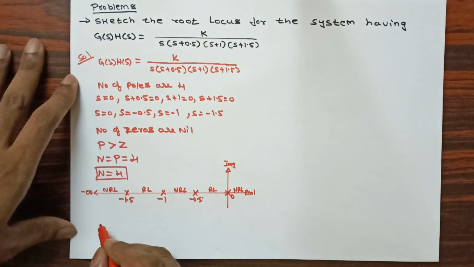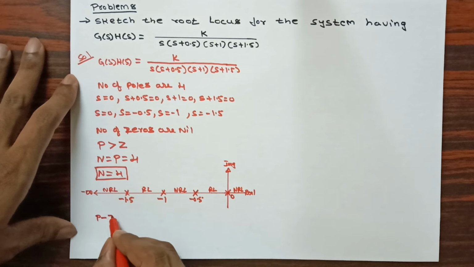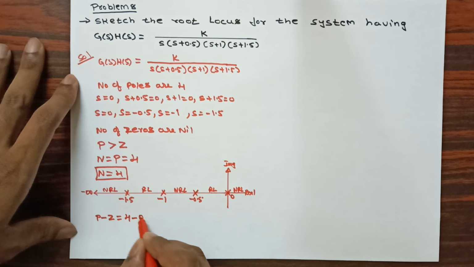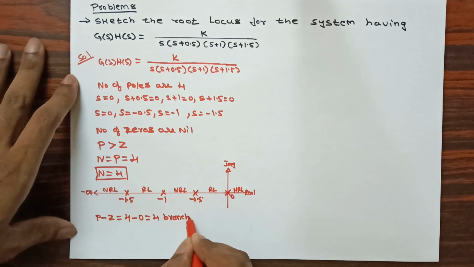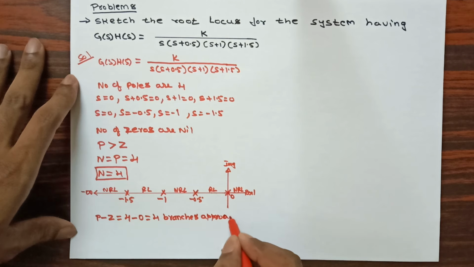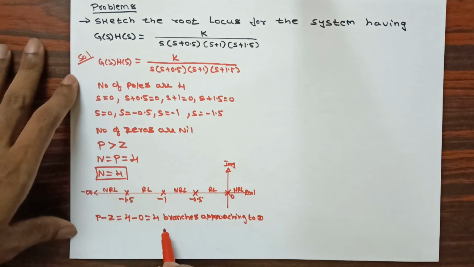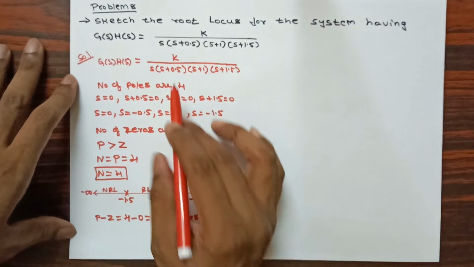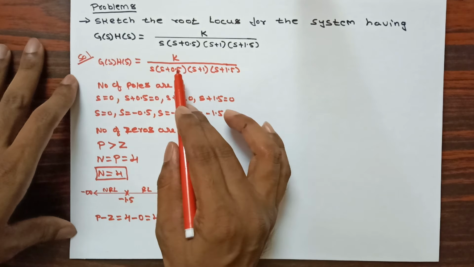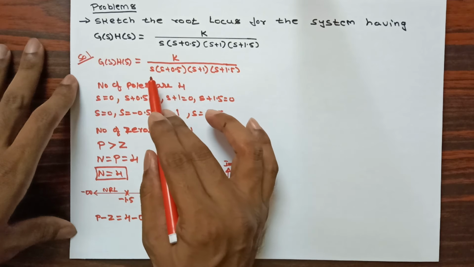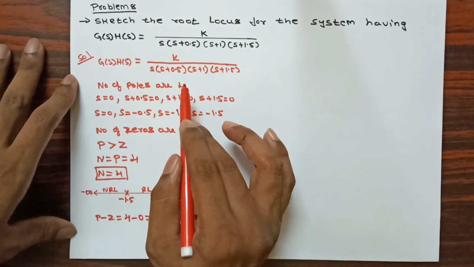Next we are going to consider the number of branches approaching infinity. For that, number of poles minus number of zeros is equivalent to number of poles, 4, minus number of zeros, 0. Here I am getting 4 branches approaching to infinity. In the question you can see only 4 poles are given, and zeros are not provided, so all these 4 poles are going to end at infinity.